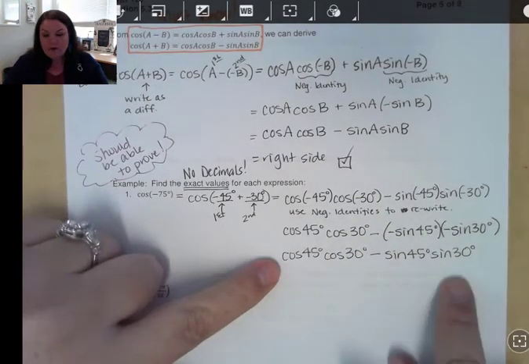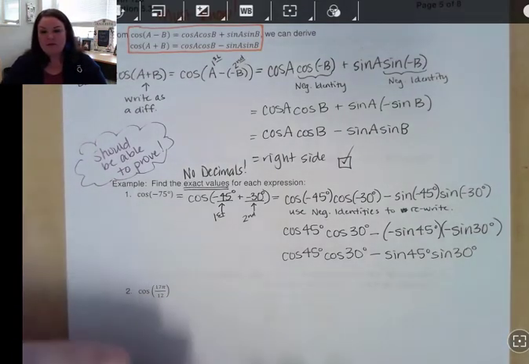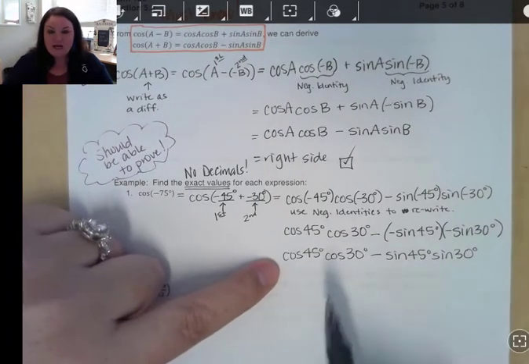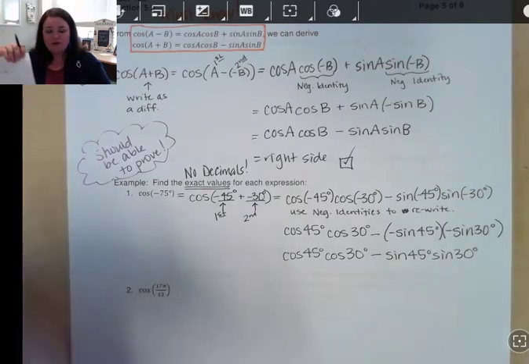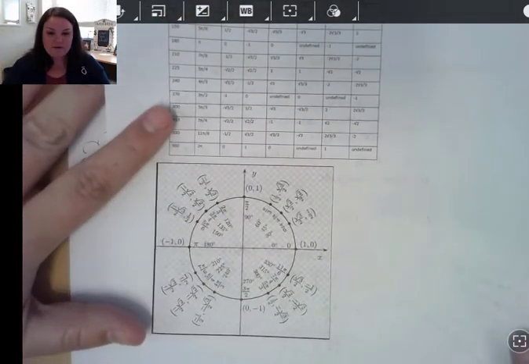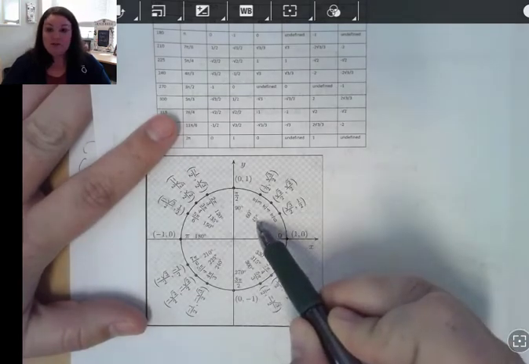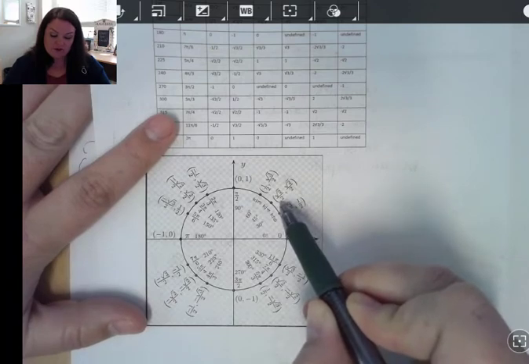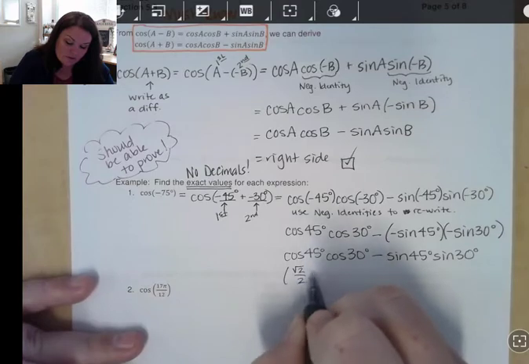All right, and now I'm going to plug in my values, and I'm going to bleed over into this problem a little bit, and that's okay. We'll figure it out in a minute. So cosine of 45 degrees. Again, you can use the chart, or you can use the unit circle. I'm going to use the unit circle. So I go to 45 degrees. I'm looking for the cosine value, so I look at the first coordinate, which is square root of 2 over 2.